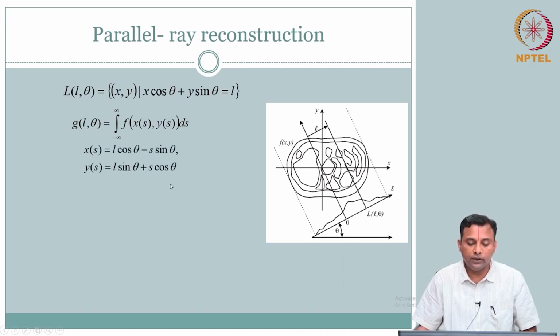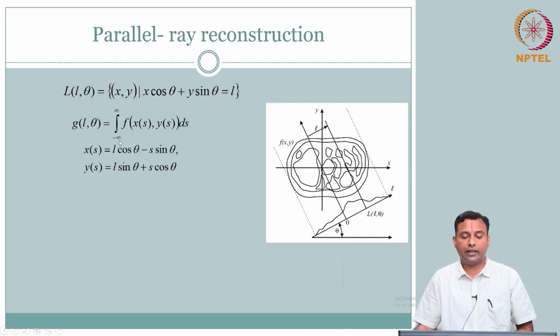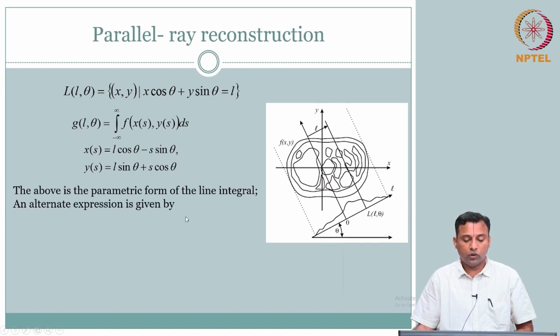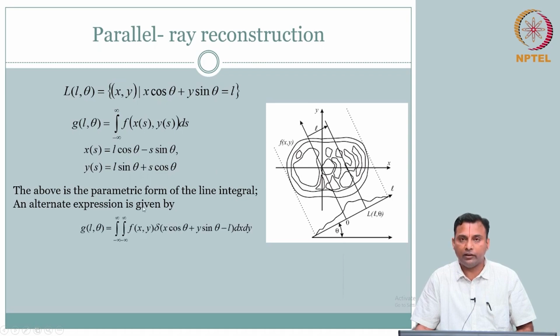What we need to do is, of course, you can calculate this x of s and y of s, this line. So this is fine, this is your parametric form, but this kind of captures how we can write the line and how we can visualize the parallel ray, how you get the projection in terms of the object and the line integral. But then there is another way we can write it, which is a simpler form.